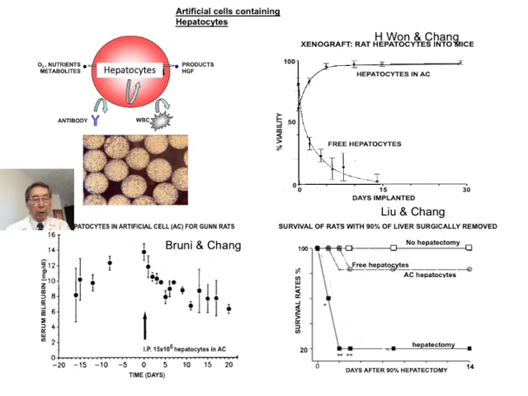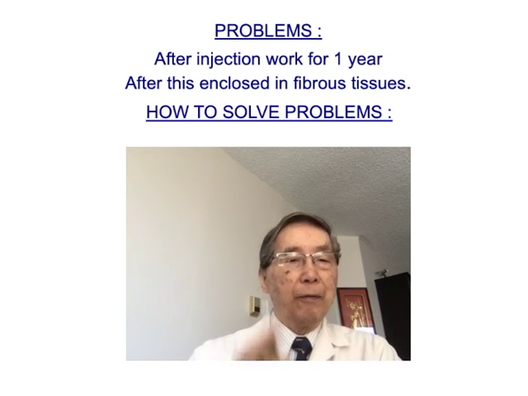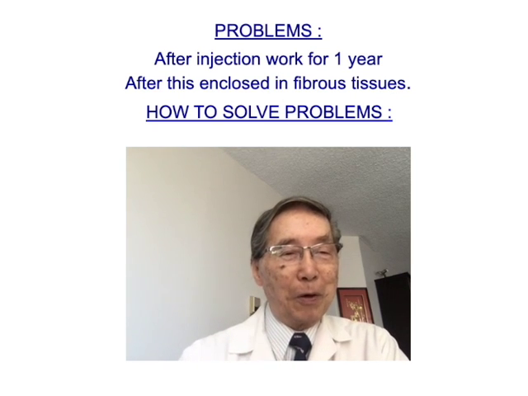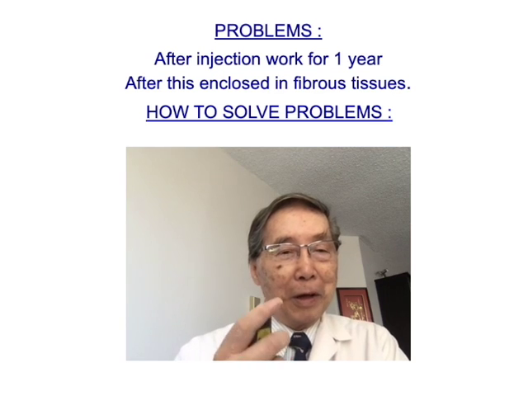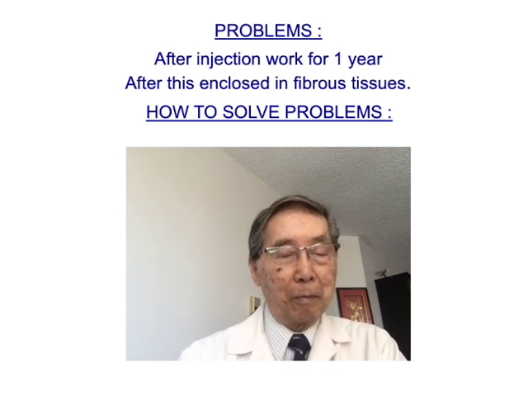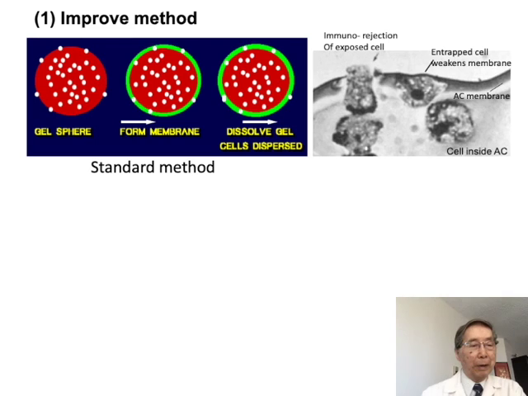You can also do this using liver cells. The problem is that after injection, it only works for 1 year. After 1 year, the artificial cell is enclosed by fibrous tissue. How to solve the problem? Well, there are 4 ways.